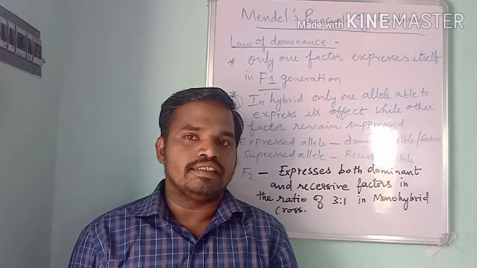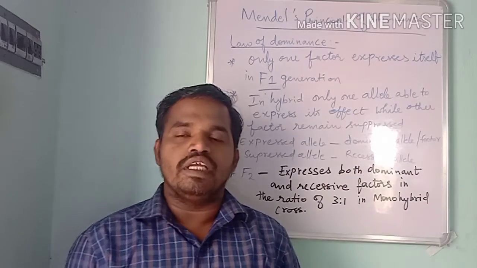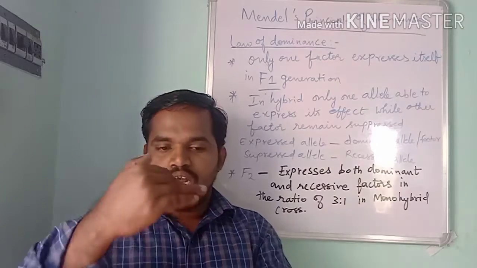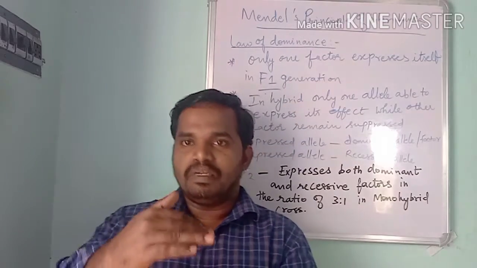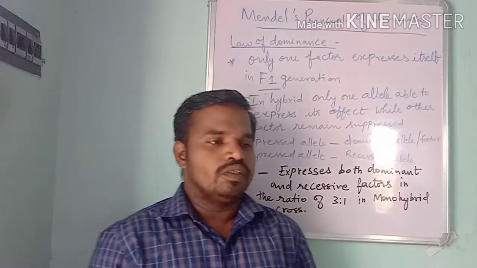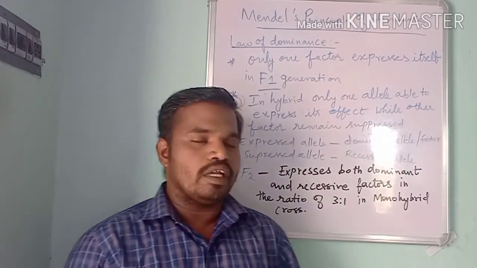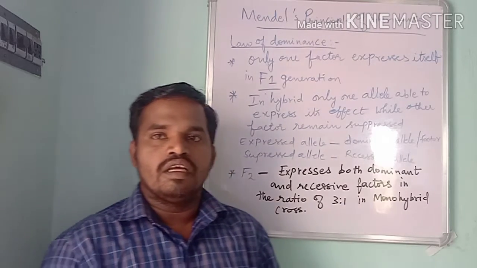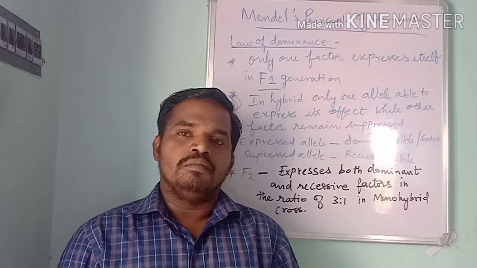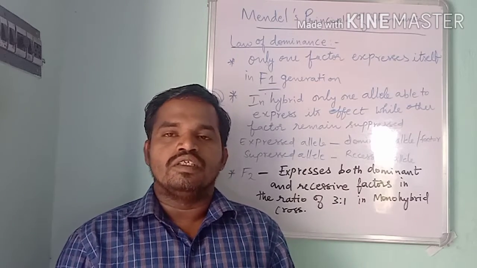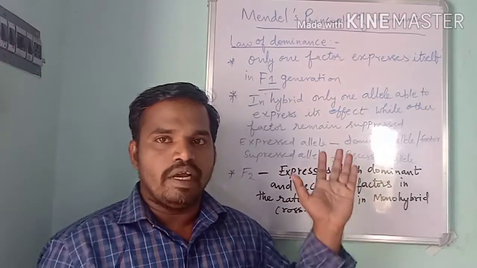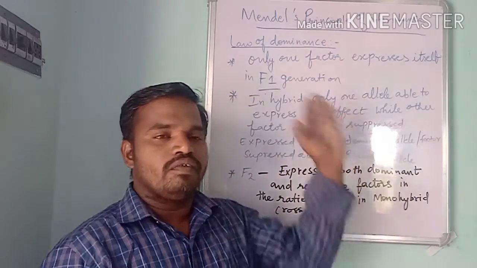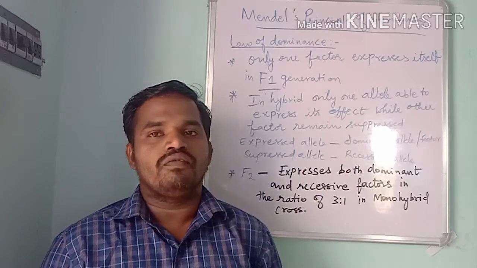In the F2 generation, one can see that it is either a tall plant or a dwarf plant. He could not identify an intermediate plant, of intermediate height. So thereby he concluded this is disproving the law of blending inheritance. Blending inheritance is disproved by this law of dominance. Okay, fine, let's move on. What is the first law he proposed? The law of dominance.